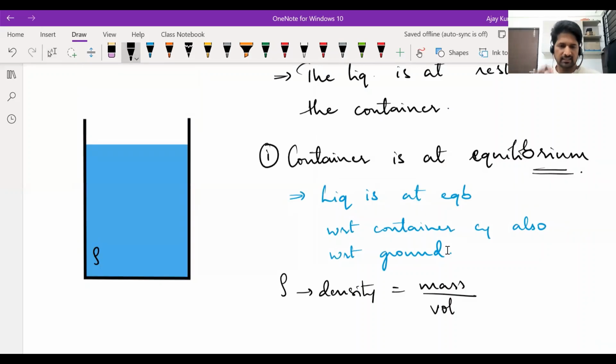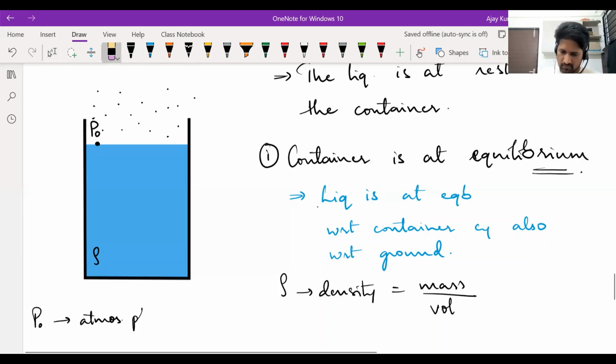Now you need to first understand that this is an open container. A container which is open to atmosphere will already be under atmospheric pressure. These air molecules which are outside this container, they'll be hitting the surface of water, surface of liquid. So the liquid surface is already under atmospheric pressure. Atmospheric pressure is usually denoted by the symbol P naught. So remember, P naught stands for atmospheric pressure. Right. So the free surface of water is already under some pressure.